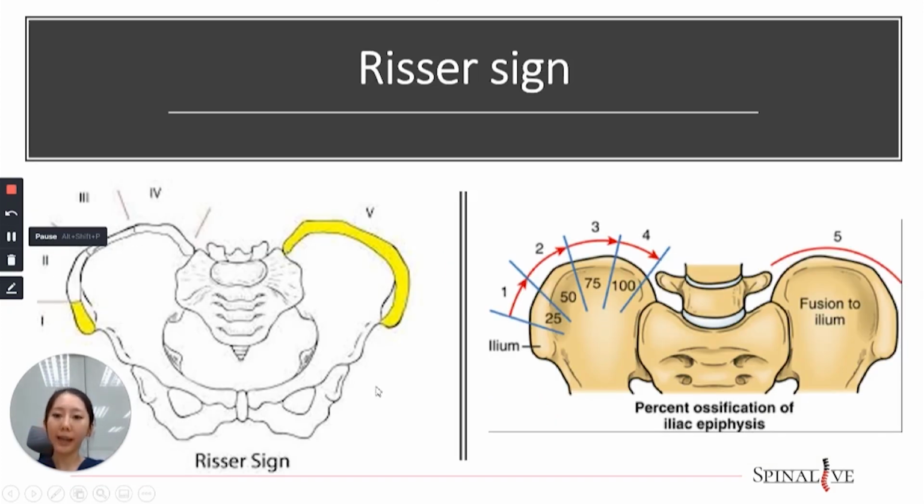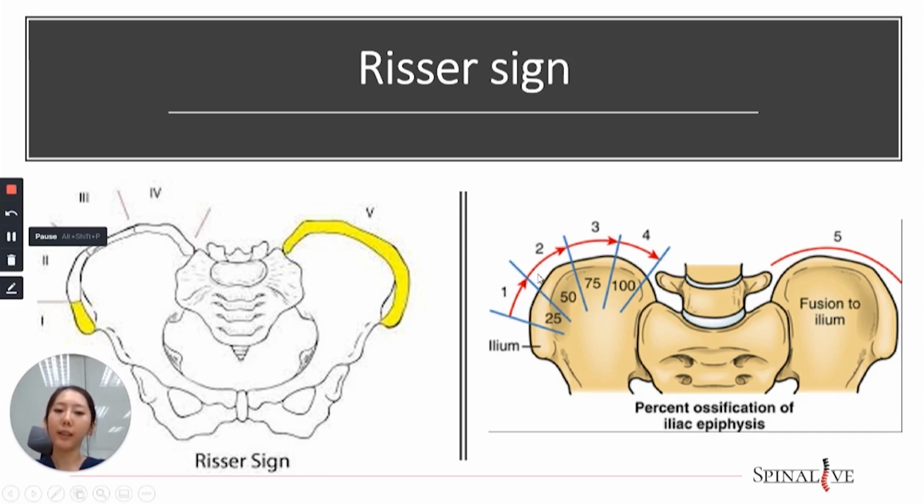Okay, so the Risser sign. The Risser sign tells us the percentage of the ossification of the iliac epiphysis. So this one also tells us how much the cartilage has turned into bone, and to determine which stage of puberty or which stage of growth the child is in.